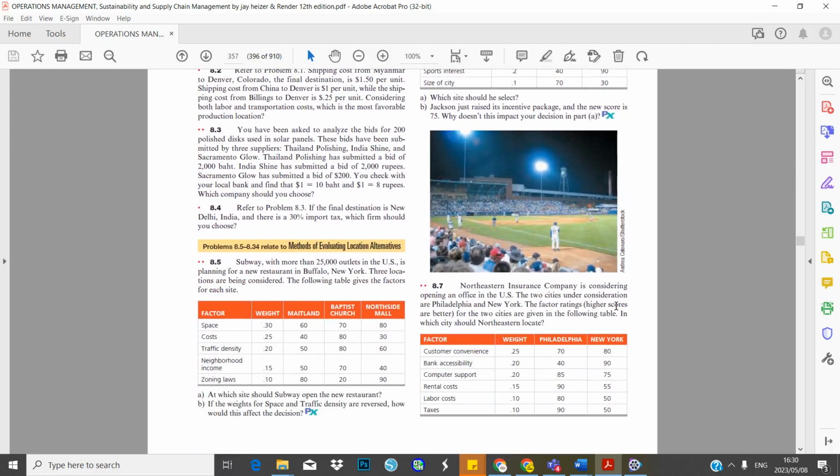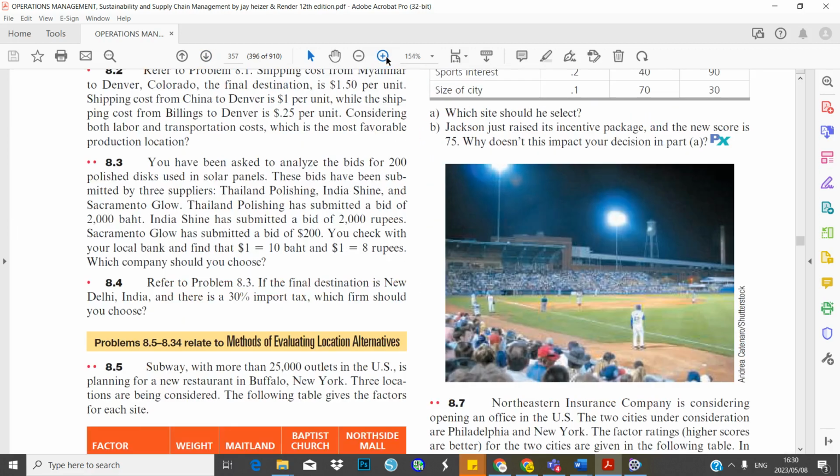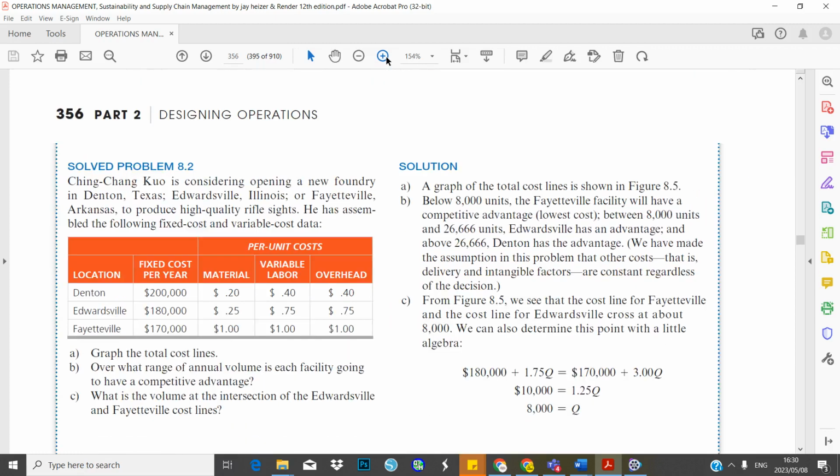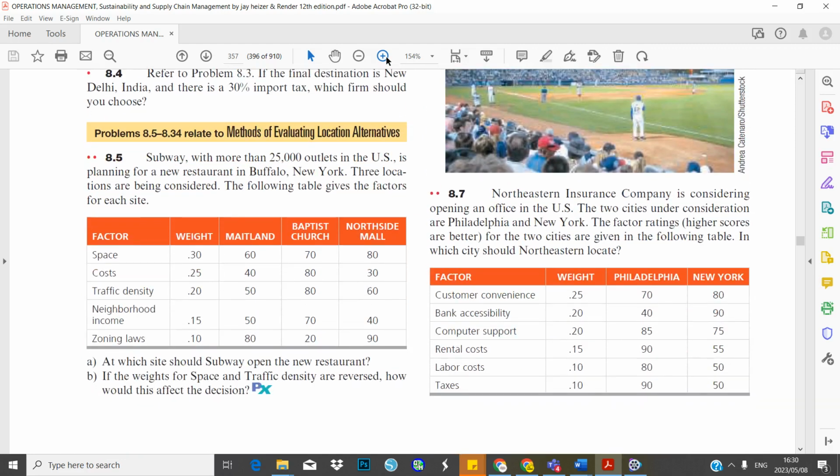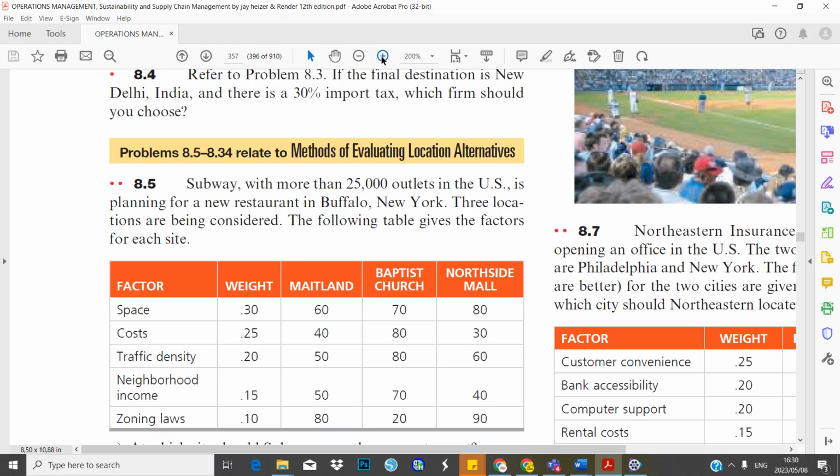So let's take exercise 8.5 and we will work from that one. Exercise 8.5, sorry for that. Yes, let me try to zoom in again. Yes, we're going to centralize here.